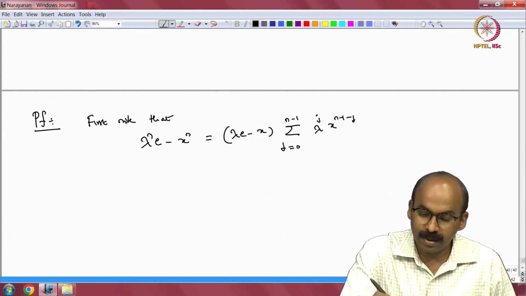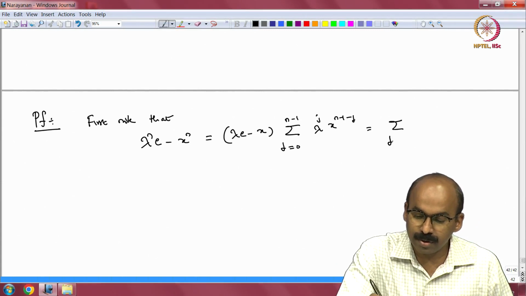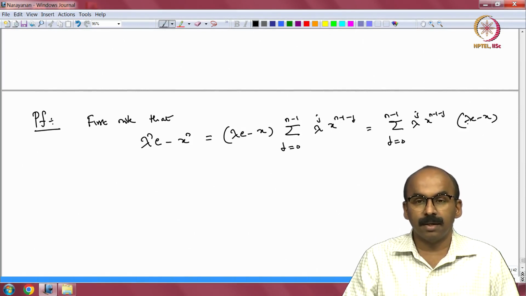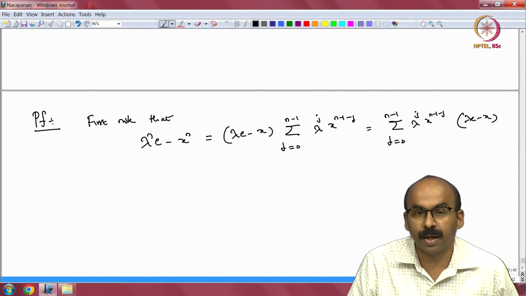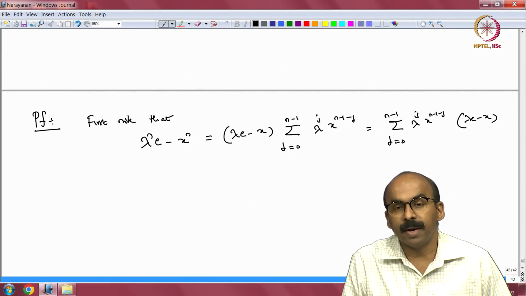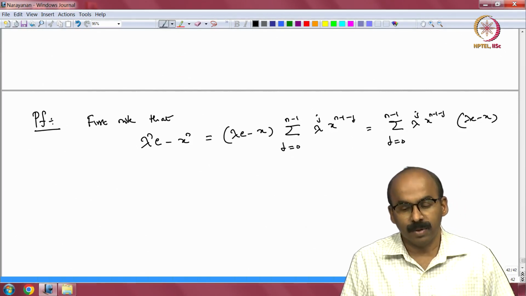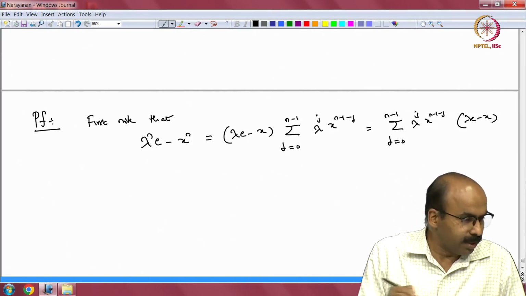You can of course write this in the other way also, j equal to 0 to n minus 1 lambda to the j x to the n minus 1 minus j into lambda e minus x, right. So, that is a standard identity you have, a to the n minus b to the n equal to a minus b times that certain sum, which is a to the j b to the n minus 1 minus j. But this tells me something.